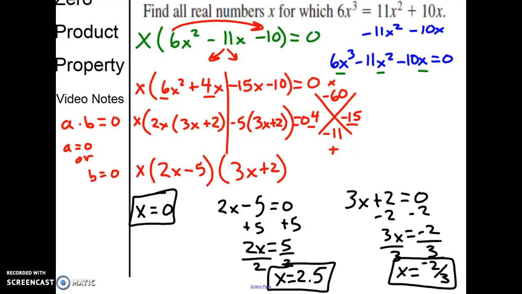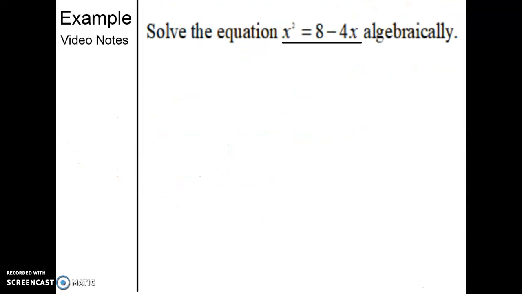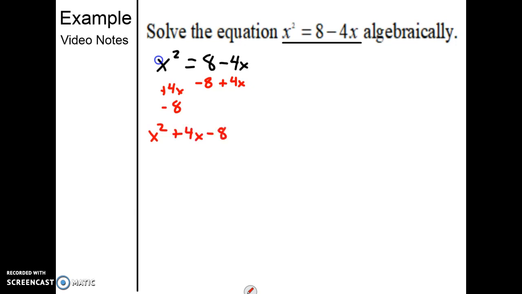So the next thing that we're going to do is another example. This one is a quadratic. I'm just going to rewrite it right here first, but we're going to need some room for this one. Once again I'm going to add 4x on both sides, and I'm going to subtract 8 on both sides. So I would have x squared plus 4x minus 8 equals 0.